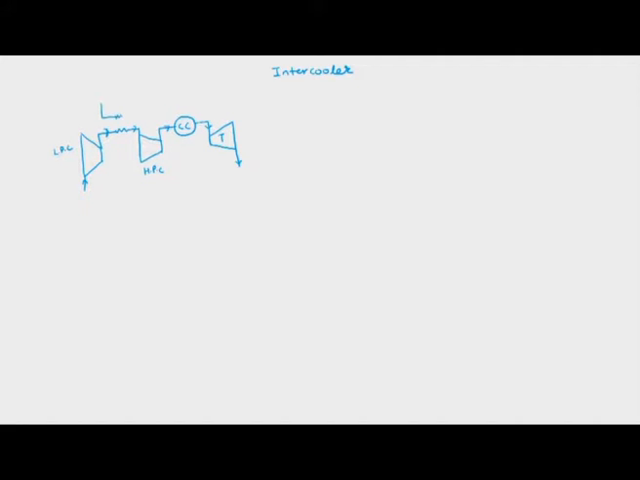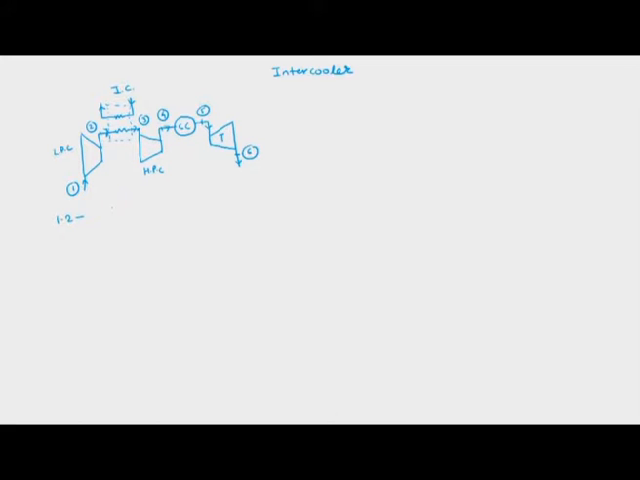We have low pressure compressor, high pressure compressor, and then we have combustion chamber and turbine. But there is an intercooler, and this intercooler is going to reduce the temperature of the air going from the low pressure compressor to the high pressure compressor. The process of intercooling is isobaric. So we will name the processes: 1 to 2 low pressure compression, 2 to 3 intercooling, 3 to 4 high pressure compression, 4 to 5 combustion chamber, 5 to 6 turbine.